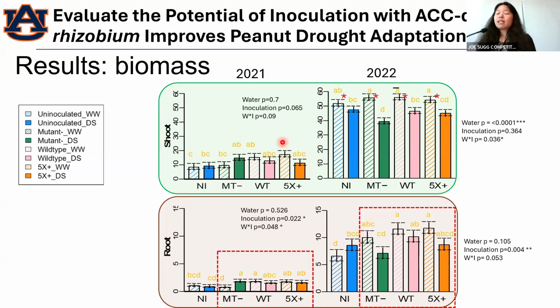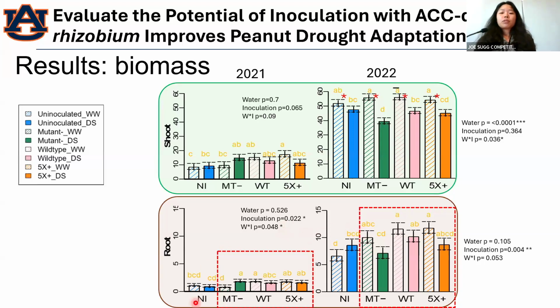But the drought significantly reduced the shoot biomass in 2022. We can see the difference under 2 different water treatments. For the inoculation treatment, we didn't see significant effect on the shoot biomass in both years, but we did see significant difference in the root biomass.